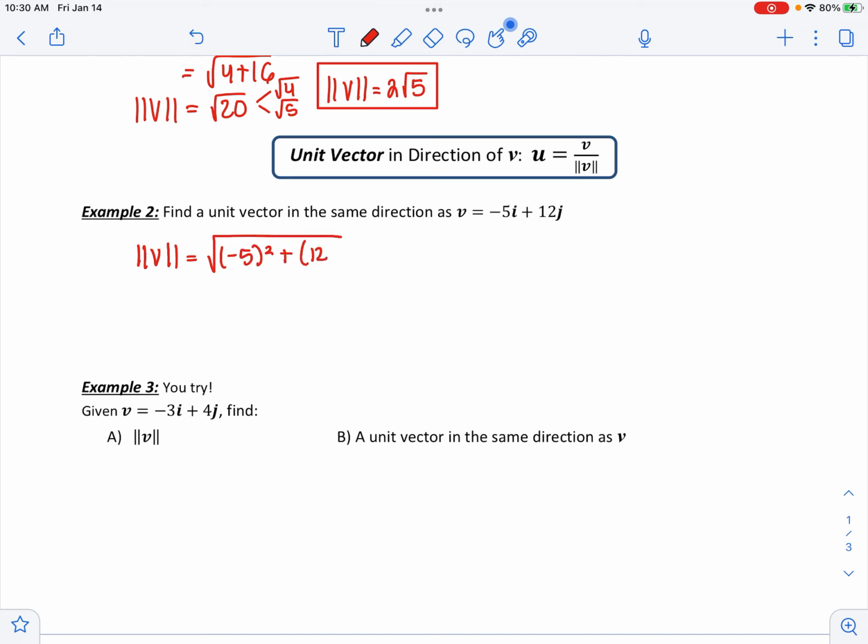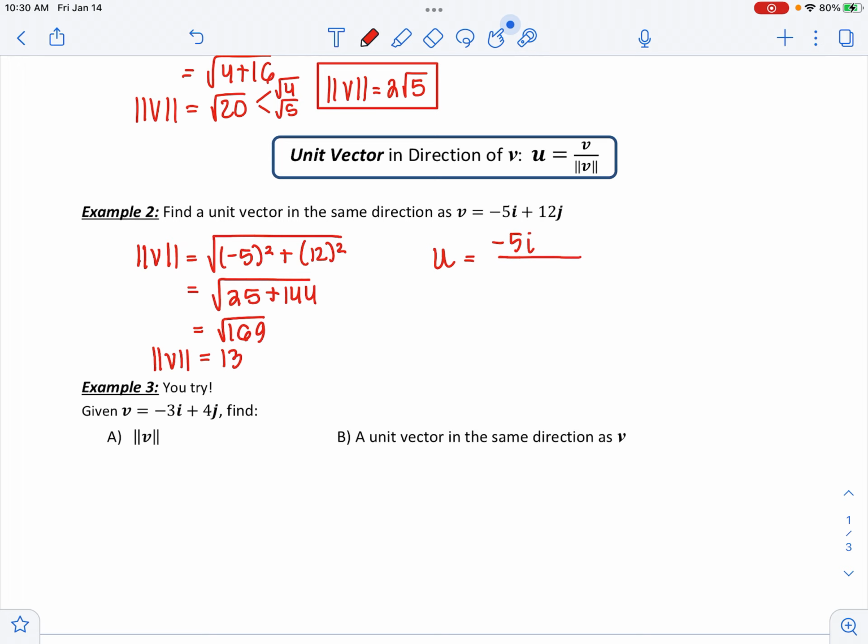So we're going to do the square root of negative 5 squared plus 12 squared. Square root of 25 plus 144. It's the square root of 169, which is 13. So the magnitude is 13. You could also have realized that it is a 5, 12, 13 right triangle and just said it was 13. All right, so now we're going to find the unit vector.